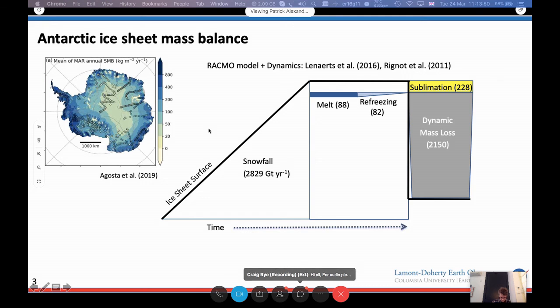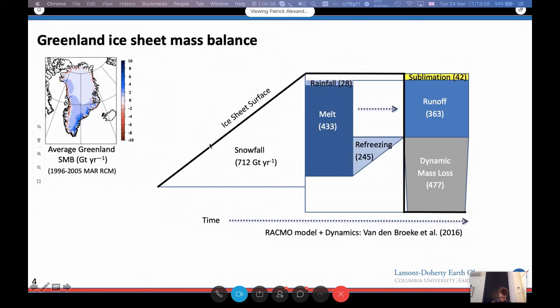For the Greenland ice sheet, it's very different. So we have snowfall, but we have quite a bit of melt. Some of that melt water refreezes, and then some of the melt water runs off into the ocean eventually. And so that's about equally as important as the surface processes for Greenland.